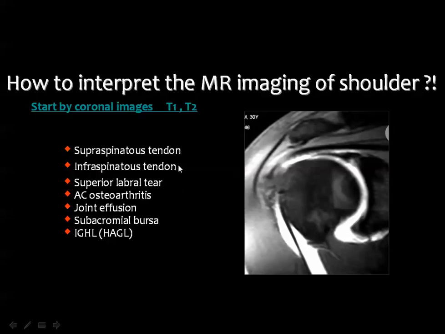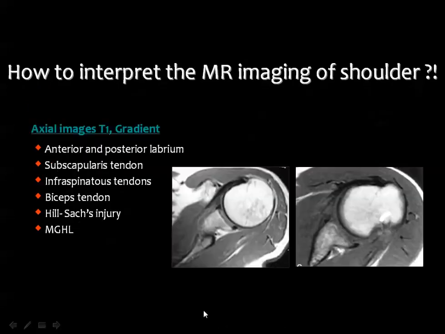the infraspinatus tendon, the superior labrum, and the acromioclavicular osteoarthritis. If there is joint effusion, what about the subacromial subdeltoid bursa? And finally, you have a look at the inferior glenohumeral ligament.